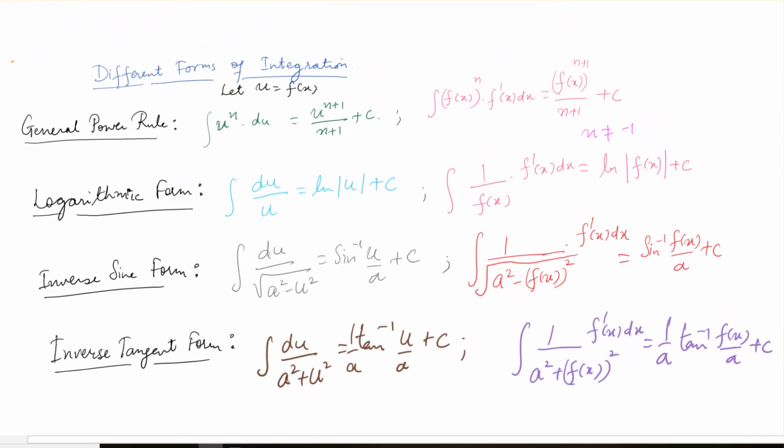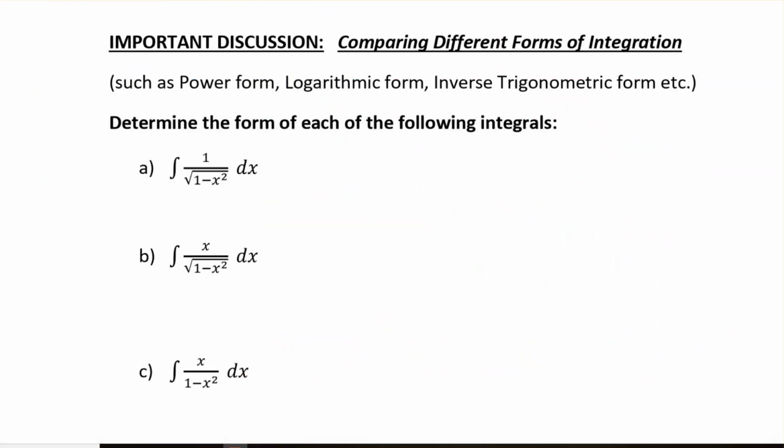So these are the 4 basic forms, and now I'm going to discuss some problems in which we're going to recognize one of these forms. So in the first one, we have 1 over square root of 1 minus x squared dx. So this is our sine form. If you compare with the formulas on the previous slide, it means our answer should be sine inverse x plus c.